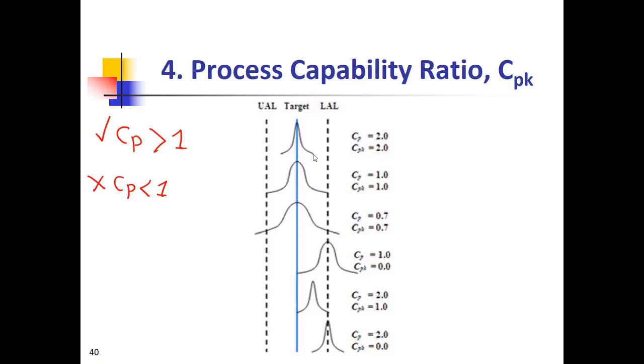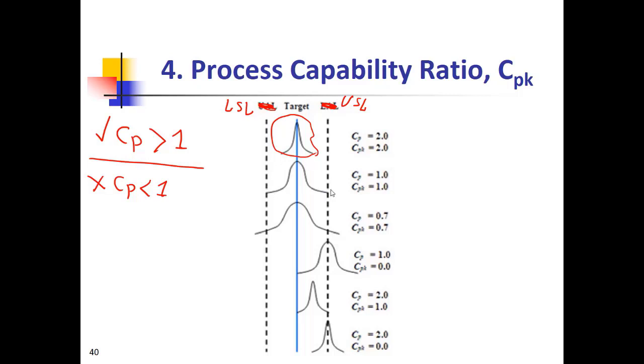CP 2 and CPK 2, this is the ideal case. Data are very well distributed. Consider this as your LSL, and this is your USL. This is ideal. CP 1, which is the boundary between bigger than 1 and smaller than 1, and CPK 1, we will have such a distribution. Again, the ratio is 1. They are equal. So that's the ideal case.